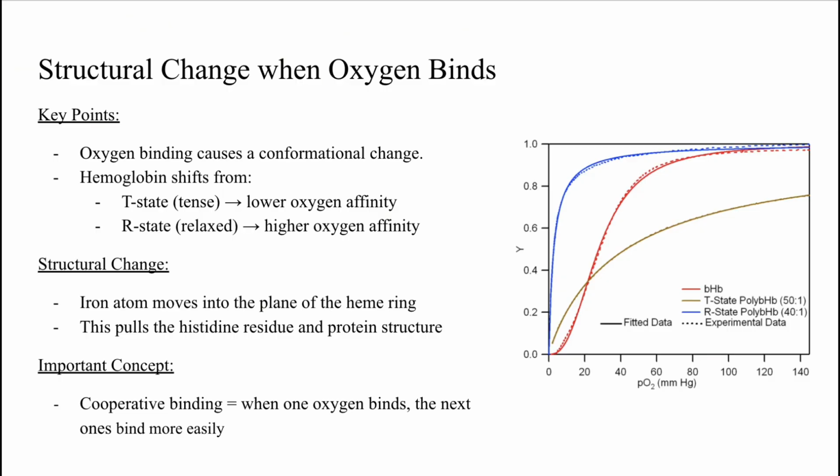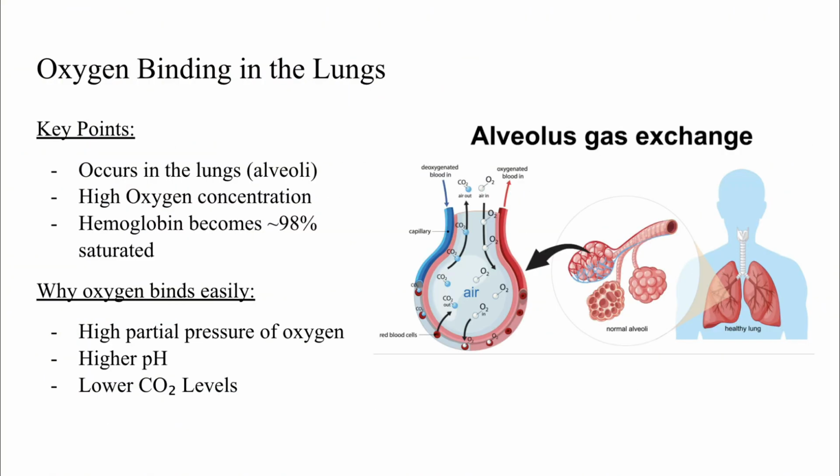This movement also pulls the proximal histidine residue attached to the globin protein, which results in a conformational change in the entire hemoglobin structure. This conformational shift converts hemoglobin from the tense state into the R state, or as we call it as well, the relaxed state, which has a higher affinity for oxygen. This process demonstrates cooperative binding, meaning that once one oxygen molecule binds, the affinity of the remaining heme groups for oxygen ultimately increases.